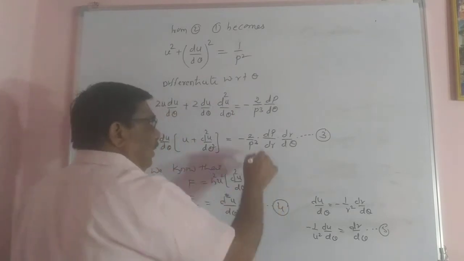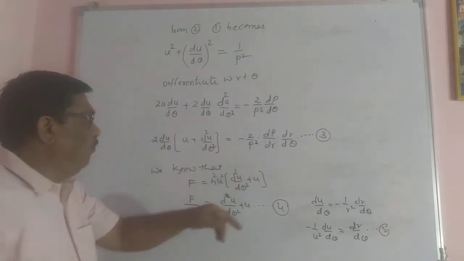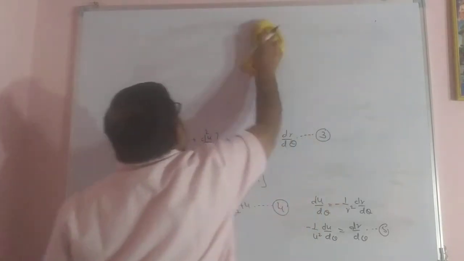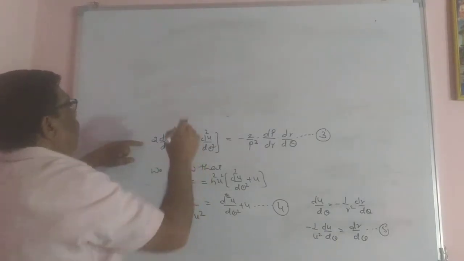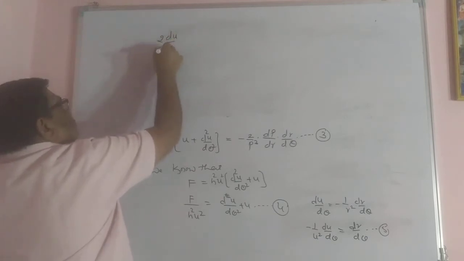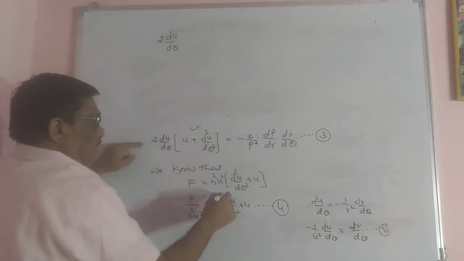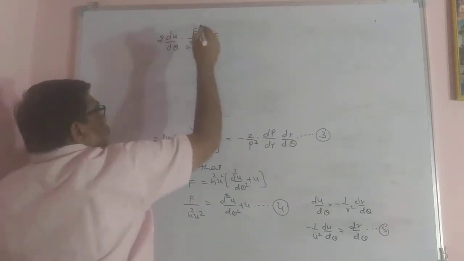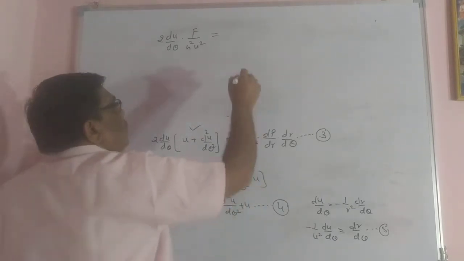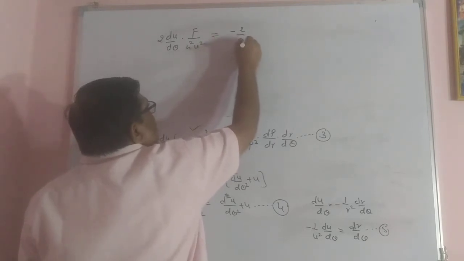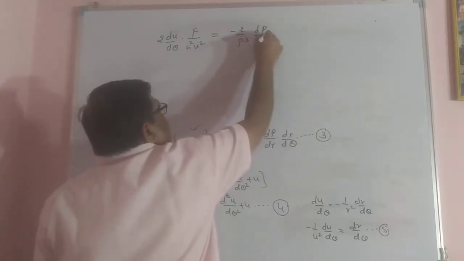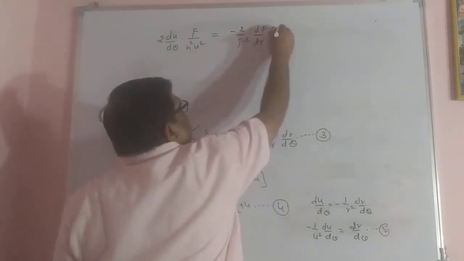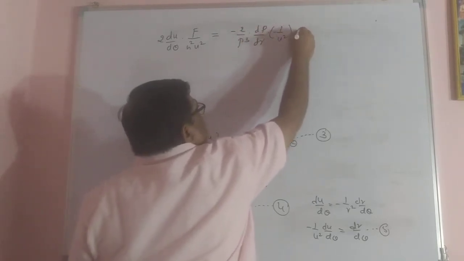From 4, 3 becomes: substitute equations 4 and 5 in 3, we get 2 du by d theta into this term I can replace by F divided by h square u square equal to minus 2 by p cube into dp divided by dr into this dr by d theta from 5, minus 1 by u square into du by d theta.